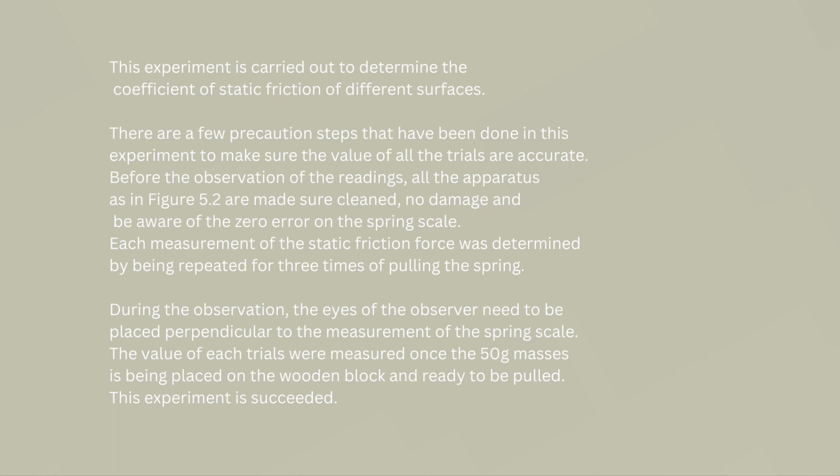Each measurement of the static friction force was determined by repeating the pulling of the spring 3 times. During the observation, the eyes of the observer need to be placed perpendicular to the measurement of the spring scale. The value of each trial is measured once the 50 gram mass is placed on the wooden block and ready to be pulled. This experiment is successful.